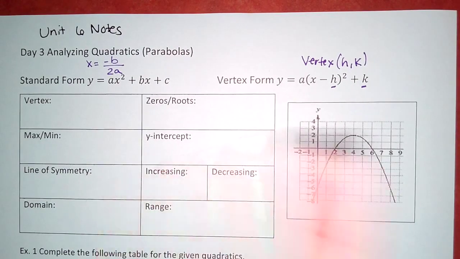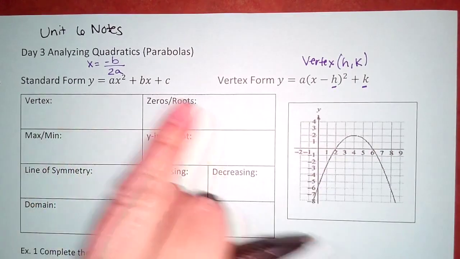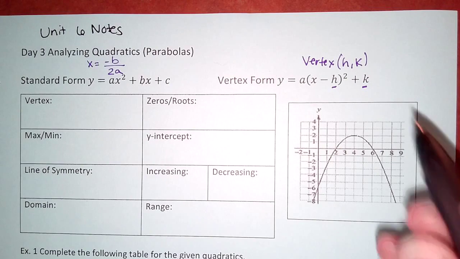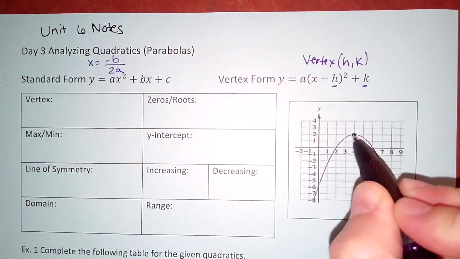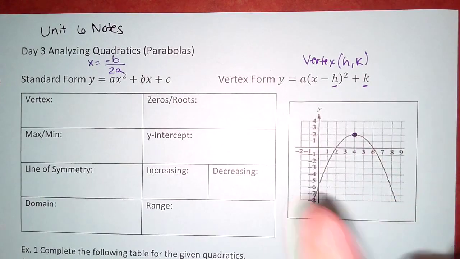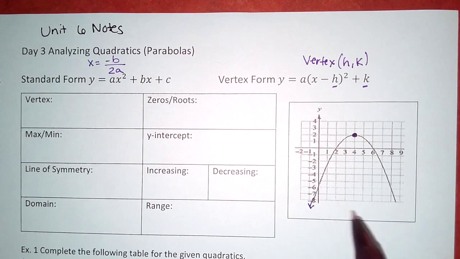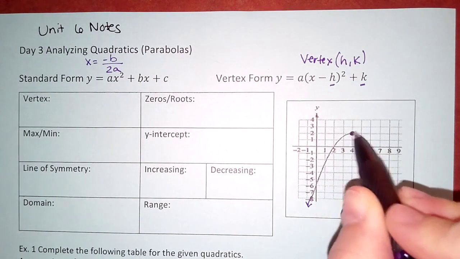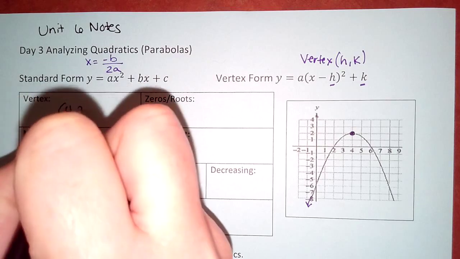So let's look at this graph over here and let's identify these key features. So the vertex is the turnaround point. So right here, at this point, it's going uphill. I know we usually have little arrows here. So right 4, up 2, so the vertex is 4, 2.